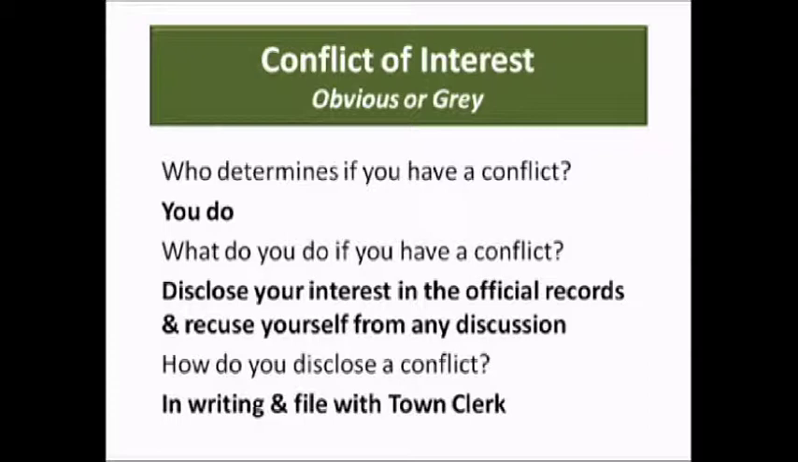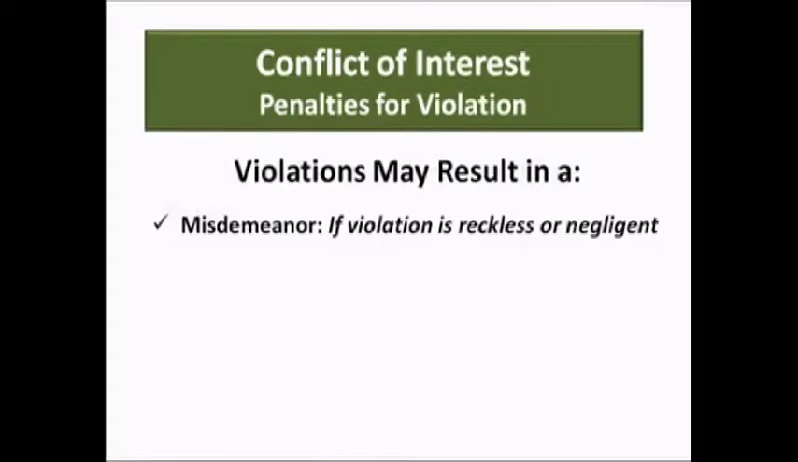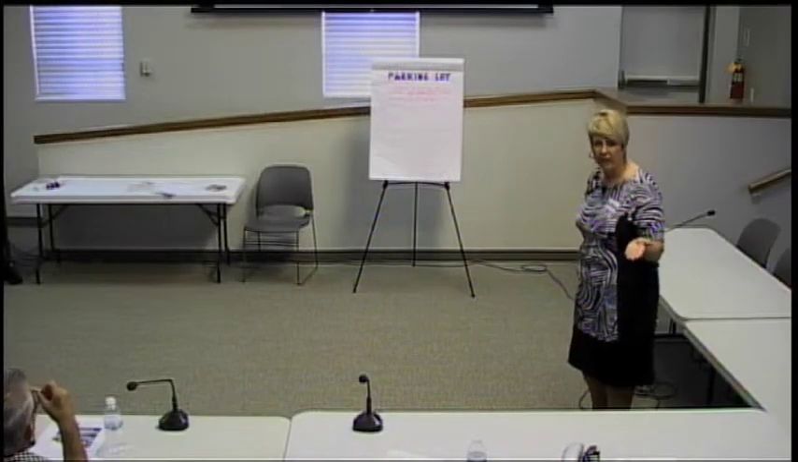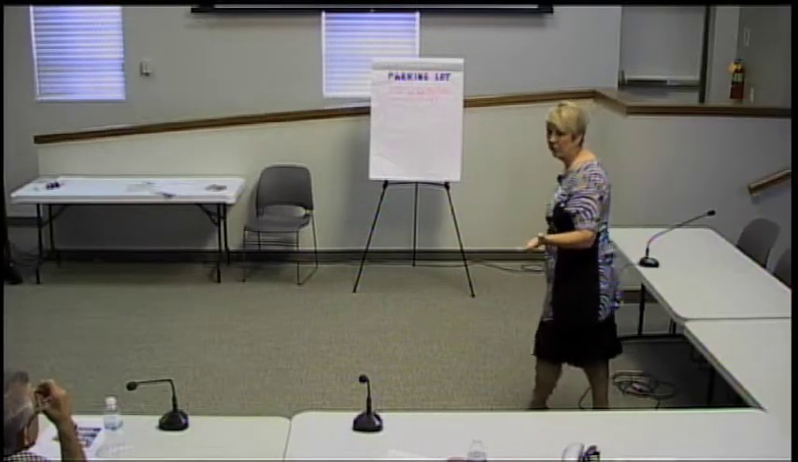Okay, and so again, you have the town clerk that can help you with the official documentation, and those are filed in the clerk's office. Okay, now, there are violations, and there have been violations in Arizona of the conflict of interest law. And basically, if the AG's office finds that the violation is reckless or negligent, it rises to the level of what's called a Class 1 misdemeanor. That's the highest misdemeanor that you can get in Arizona. And if there's no prior violations, generally that results in probation.